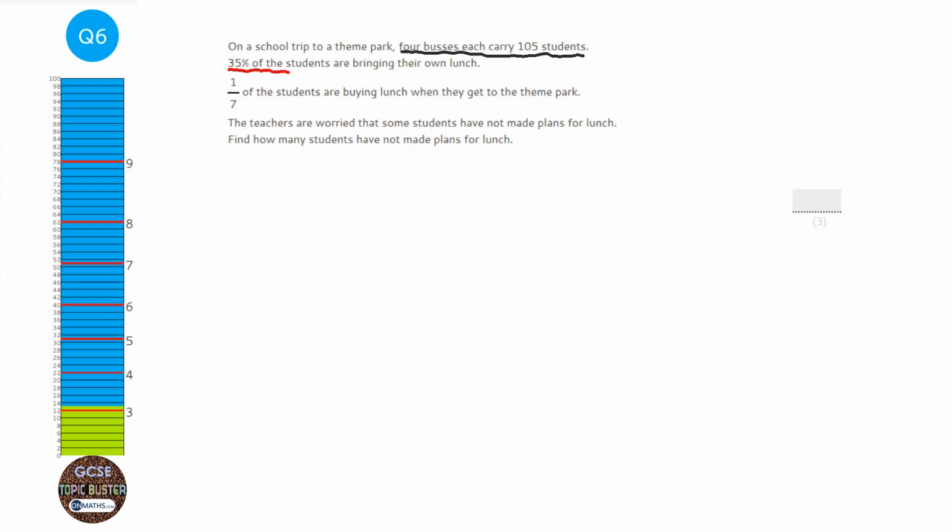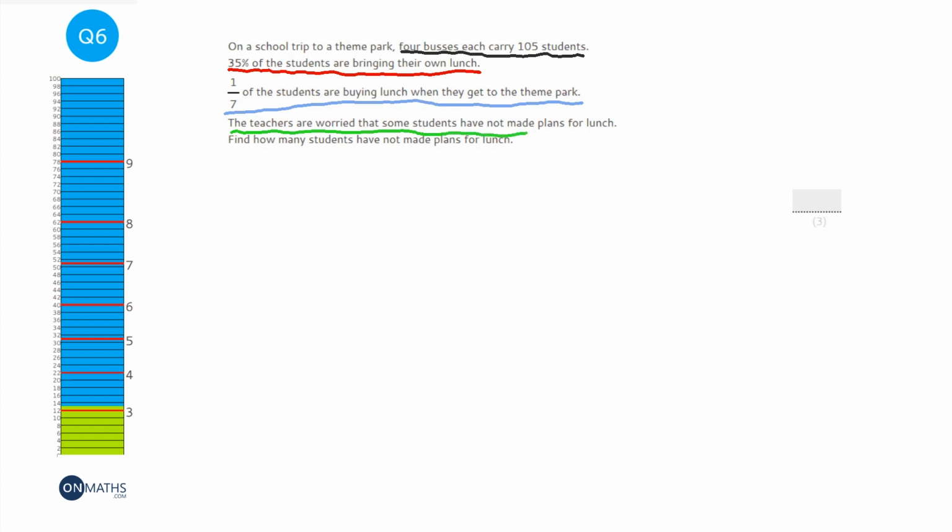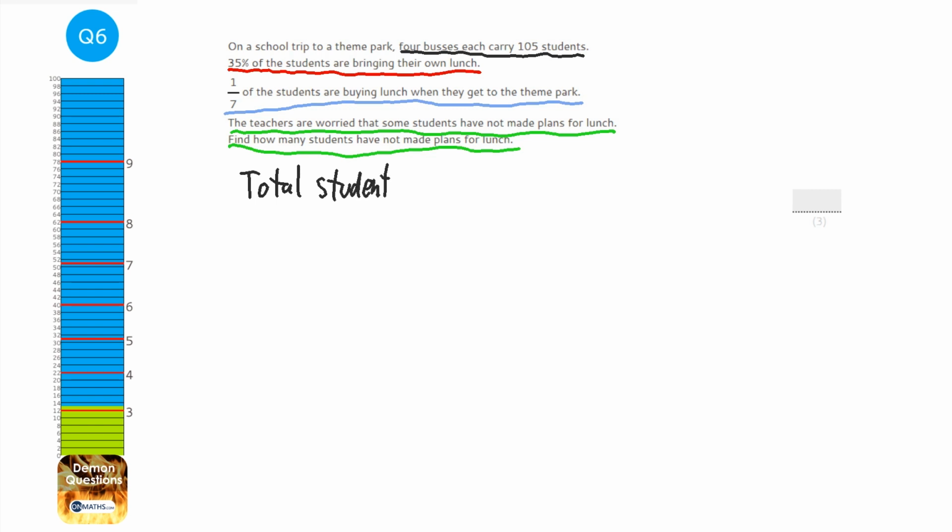It says 35% of the students are bringing their own lunch, so we don't need to worry too much about those students. A seventh of the students are buying lunch when they get to the theme park, and the question just basically says how many have not made plans for lunch. So find out how many students have not made plans for lunch. So they're not bringing their own lunch and they're not planning to buy lunch there. So let's do the first thing first, and let's work out the total amount of students, and show the examiner what you're working out each time.